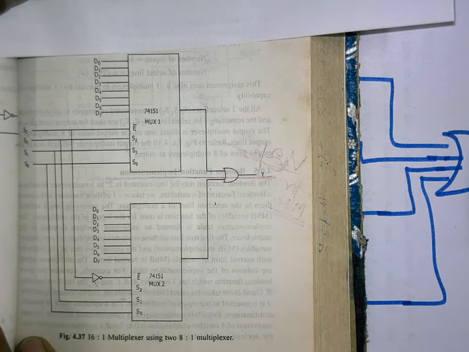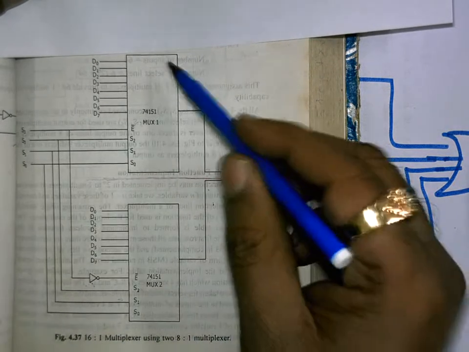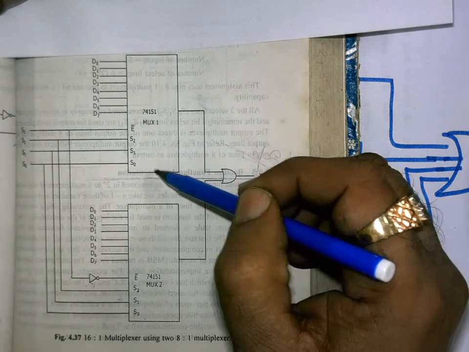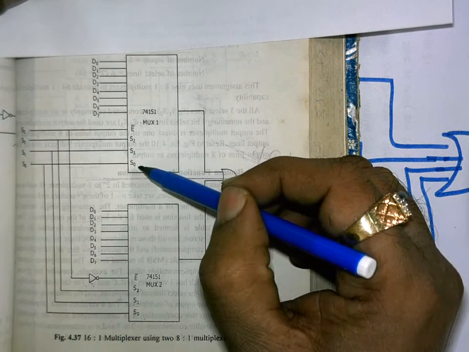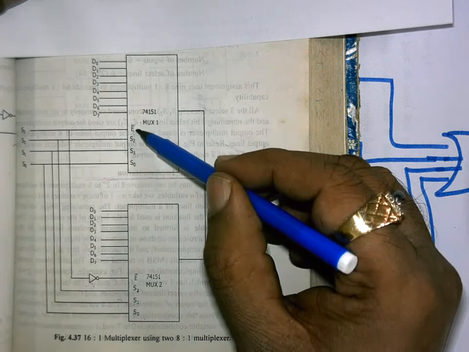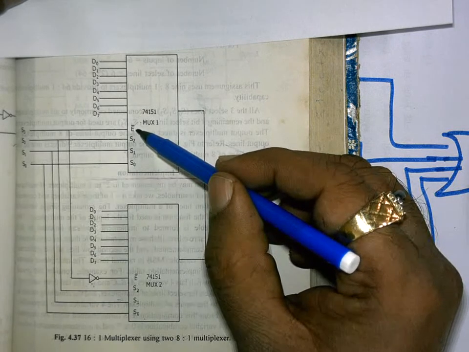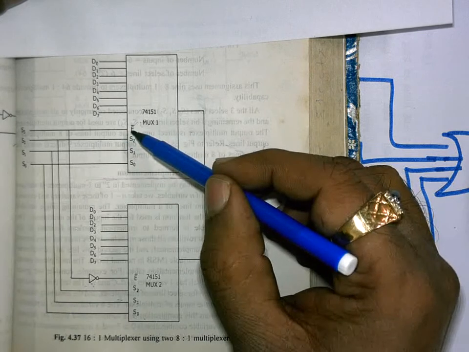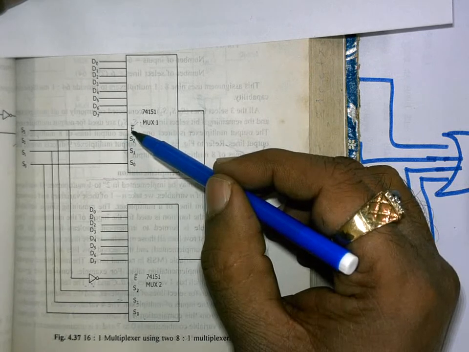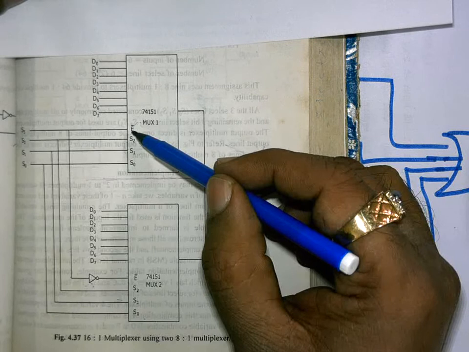Naturally, an 8:1 multiplexer will have 3 select lines, S2, S1 and S0, and 1 enable line. Its enable is active low. E bar means it is active low. It becomes active when 0 comes at its input. Okay.